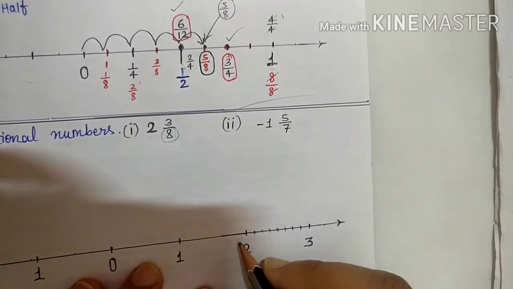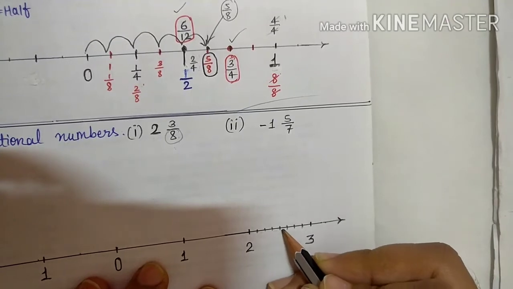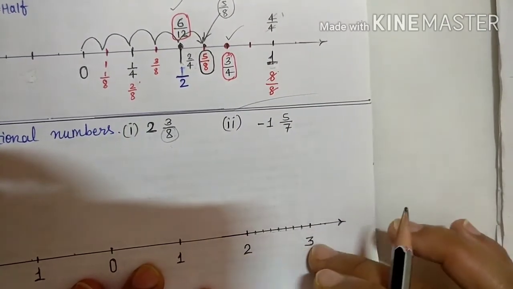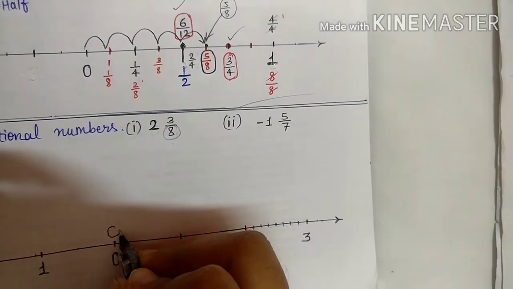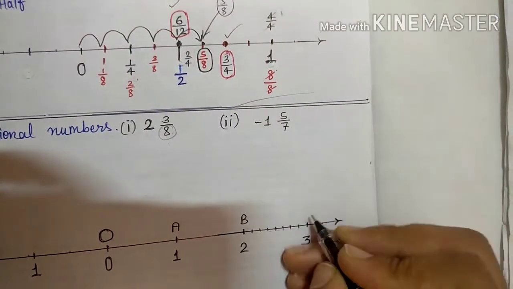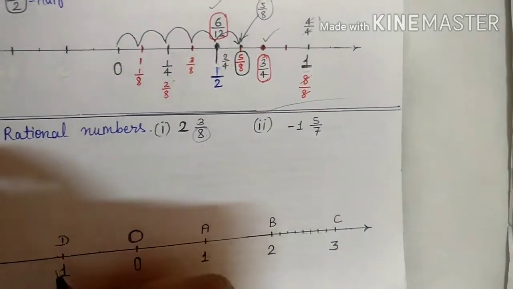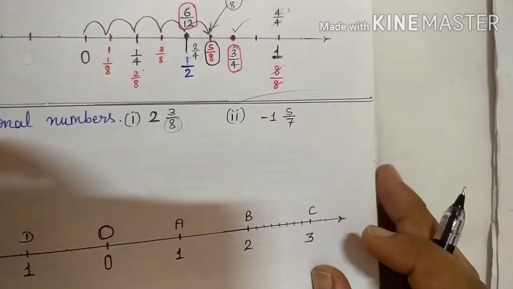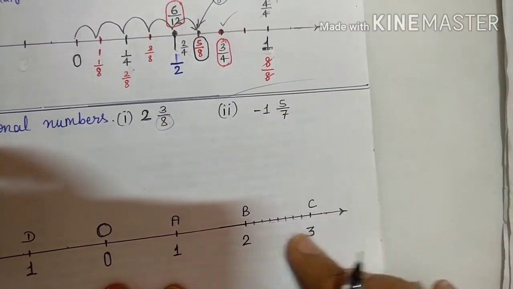So we have divided this into 8 parts. You can see, 1, 2, 3, 4, 5, 6, 7, 8. 8 parts we have divided this one. Or you can give names also. This is O, this is A, this is B, and this is C, no problem. This is D, and this one you can say E. Now see, we have divided the gap between B and C into 8 units.